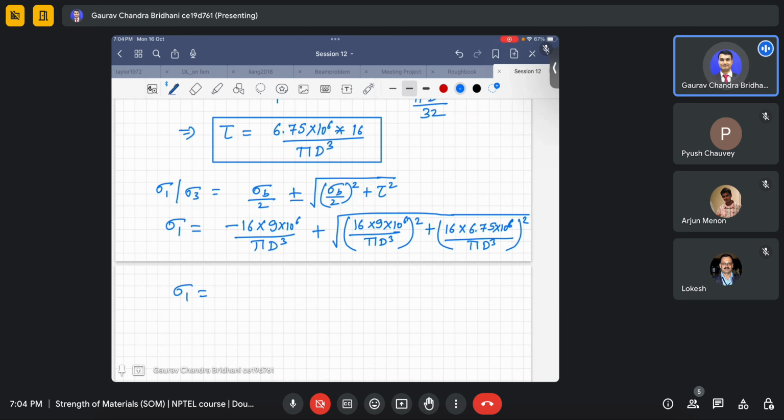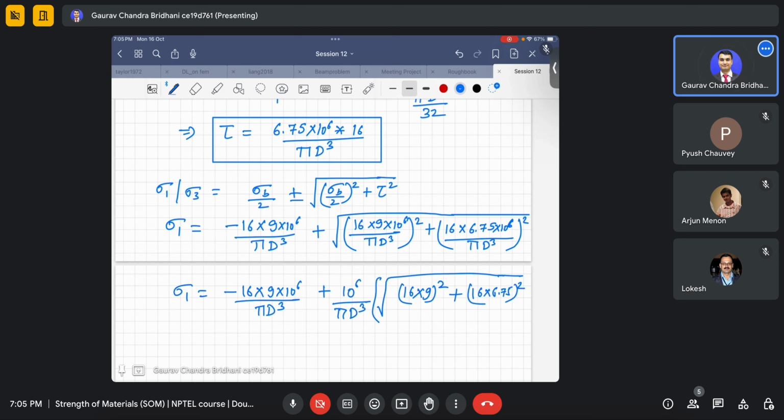So sigma 1 being minus 16 into 9 into 10 to the power 6 by pi d cube. I will take pi d cube common from the inside, and 10 to the power 6 also I will take common. So 10 to the power 6 will come outside, and pi d cube also will come outside, and the rest will become square root of (16 into 9) whole square plus (16 into 6.75) whole square, correct? The rest I have taken common.